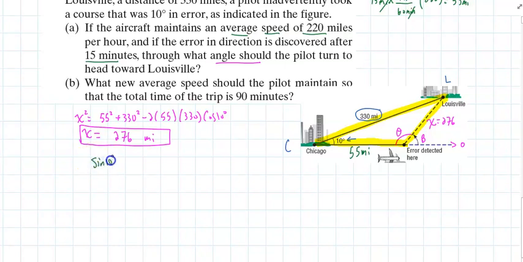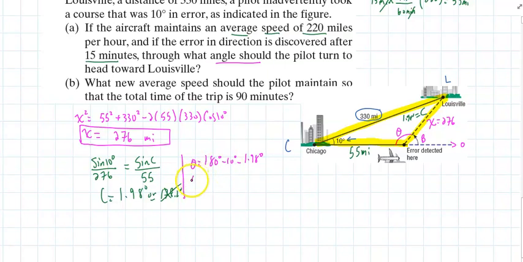Now, I could say the sine of 10 degrees over 276 equals, and notice, I'm going to call this C, the sine of C over 55. And I'll point out what the reason is. Angle C would be 1.98 degrees, or 178.2 degrees, but I know that can't be true. So if this is 1.98 degrees, I know the angle that I'm interested in. I know that angle theta is 180 minus 10 degrees minus 1.98 degrees.